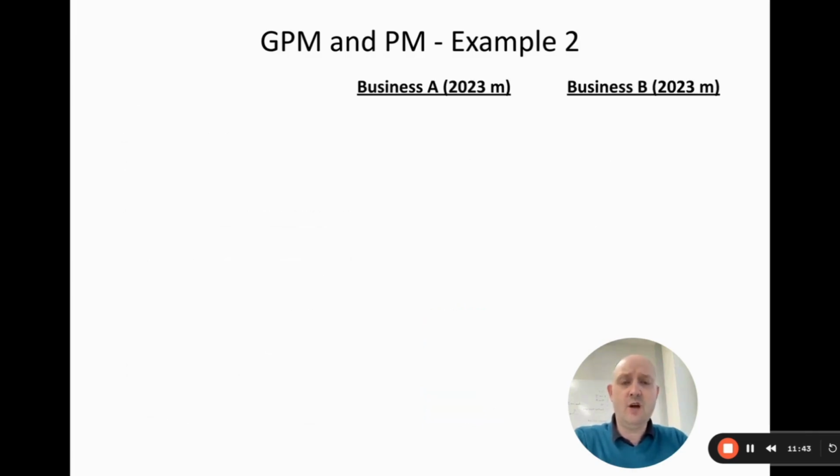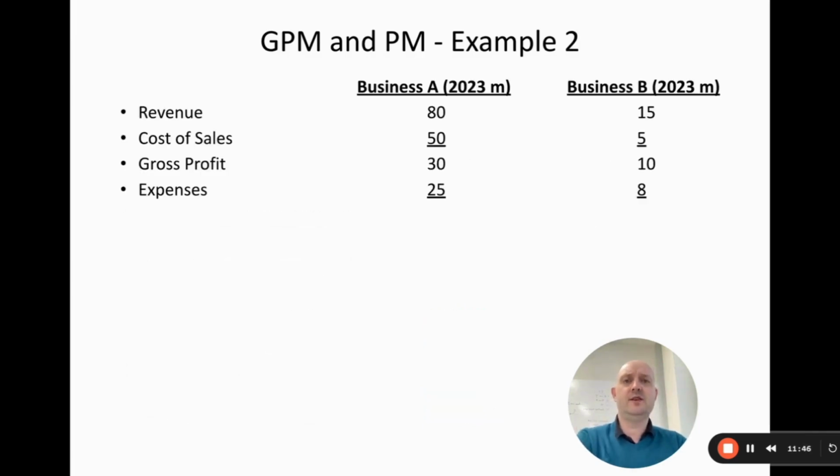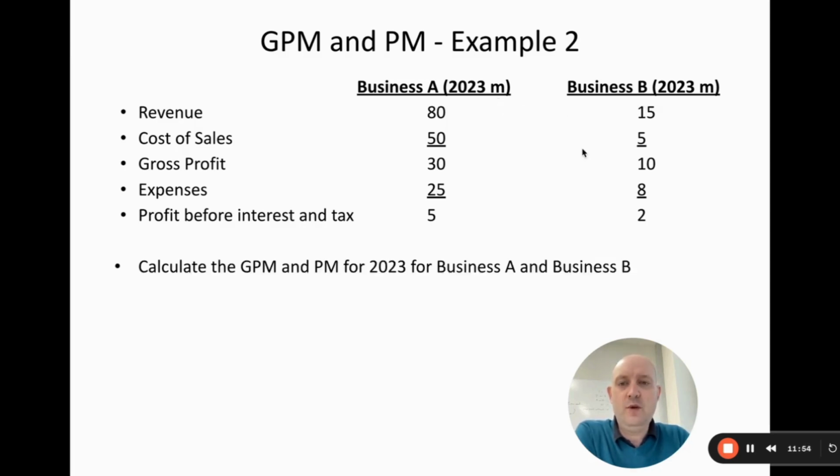Moving on to the second example, we can compare two businesses instead. So on the left, we've got numbers for business A in 2023. The M stands for million. And on the right-hand side, we've got business B. And so we have to calculate the gross profit margin and the profit margin for business A and business B.